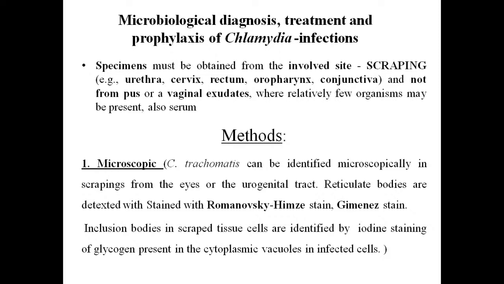Which methods are used? The first one is microscopic. Chlamydia trachomatis can be identified microscopically in scrapings from the eyes or urogenital tract. Reticulate bodies are detected when stained with Romanowsky-Giemsa stain or Gimenez stain. Inclusion bodies in scraped tissue cells are identified by iodine staining of glycogen present in cytoplasmic vacuoles in the infected cell. So we can use Romanowsky-Giemsa stain and Gimenez stain for detection of reticulate bodies, and we may also use iodine for staining and detect glycogen.